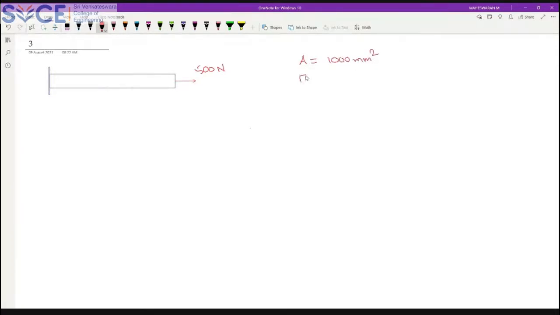and your Young's modulus is again the same, 2 into 10 power 5 Newton per mm square. Right. So let me consider this beam has a length of around 500 mm. The beam is having a length of around 500 mm. So this is the overall distance of the beam. So length is also given.